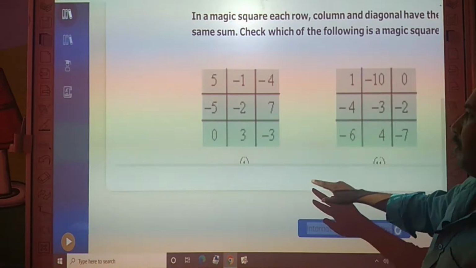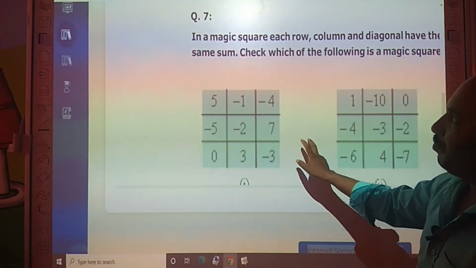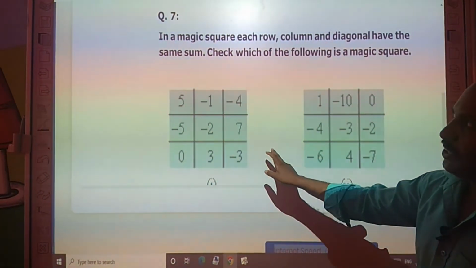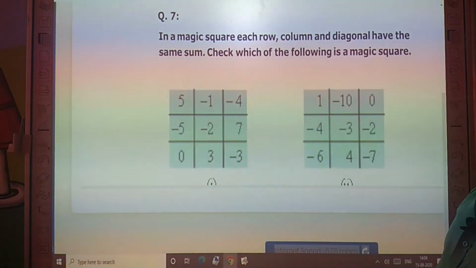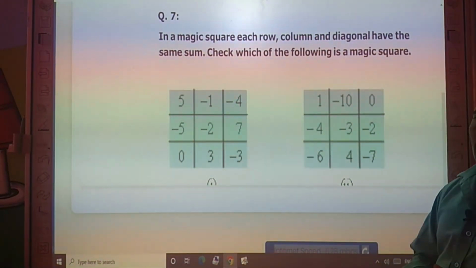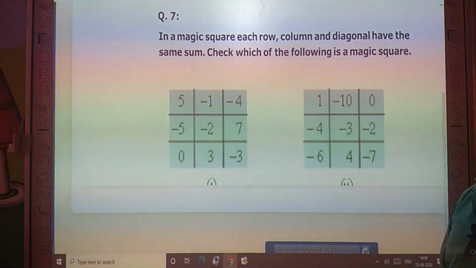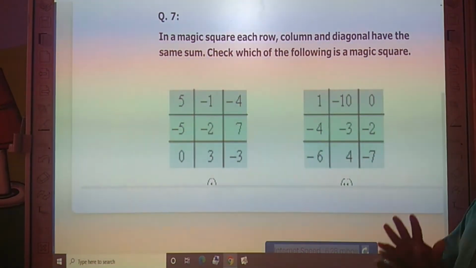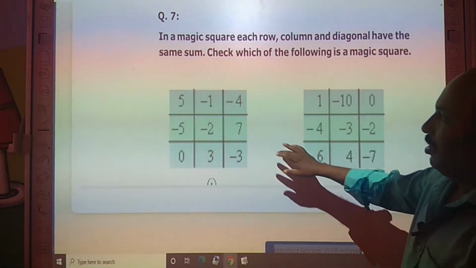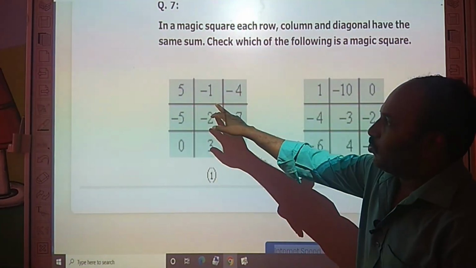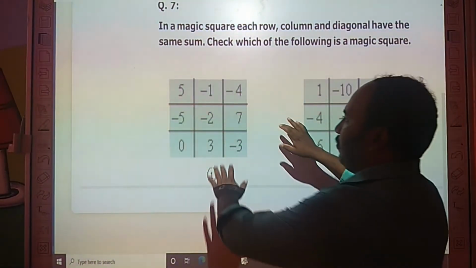The next one, question number 7. This is a very important question. In a magic square, each row, column and diagonal has the same sum. Check which of the following is a magic square. 5, minus 1, minus 4.